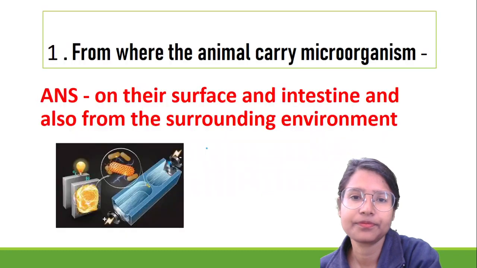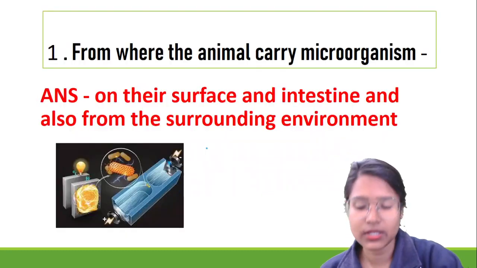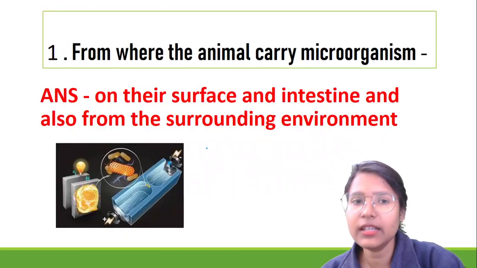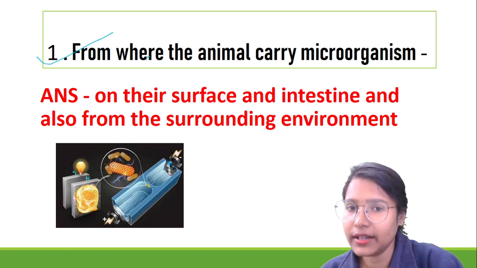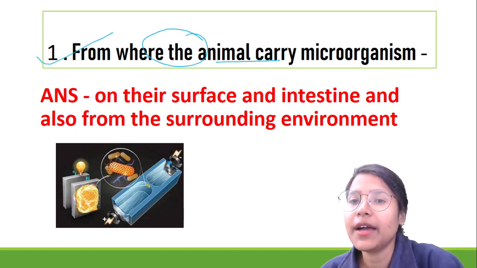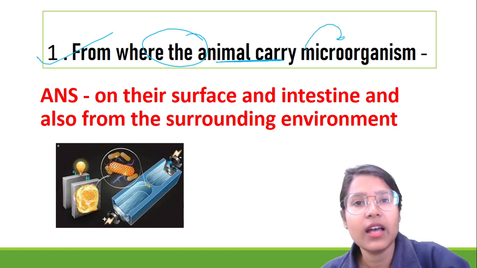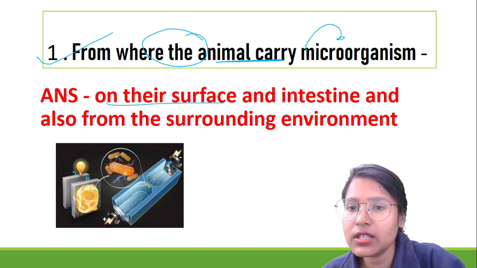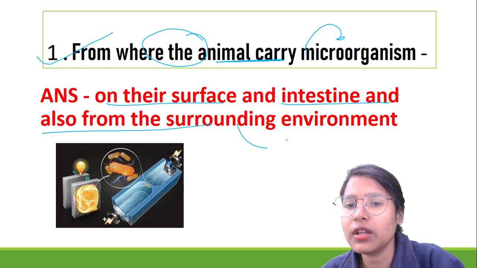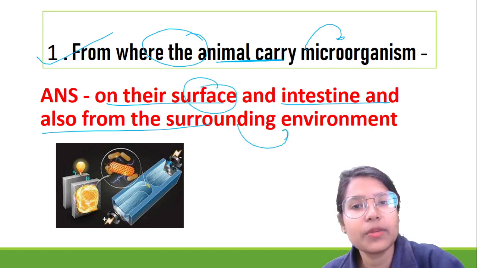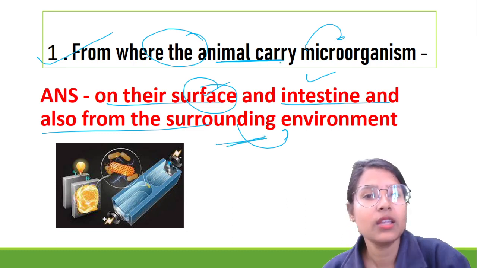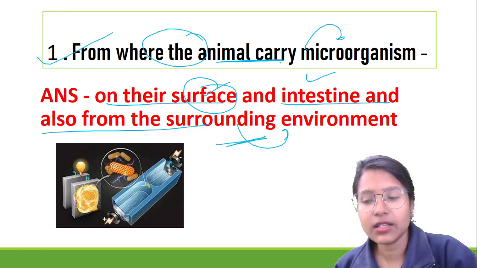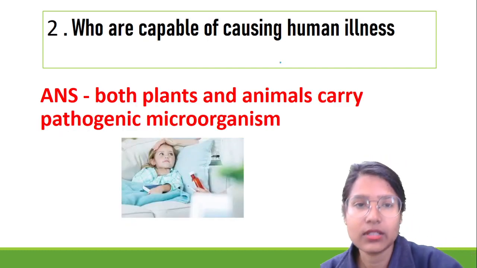Now some of the questions are there, like from where the animals carry microorganisms. As I told you earlier, कहाँ से आते हैं animals के अंदर microorganisms? As I told you, on their surface, intestine and also from the surrounding environment. Right, उनके surface पे अगर कोई भी present है तो वो आ सकता है, या उनके intestine में कोई भी microorganism present हो सकता है, as well as from their surrounding environment. यहाँ से भी उनके अंदर जा सकते हैं.